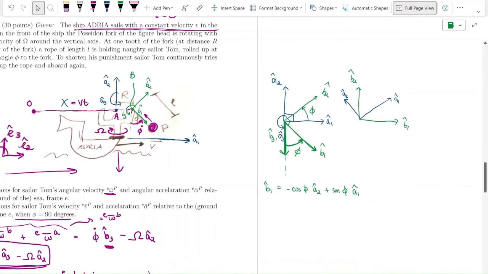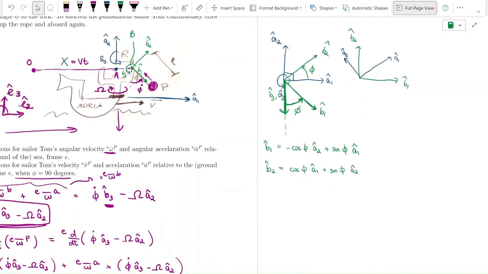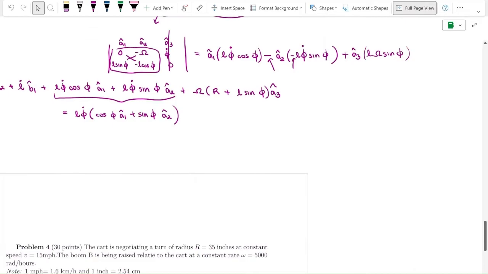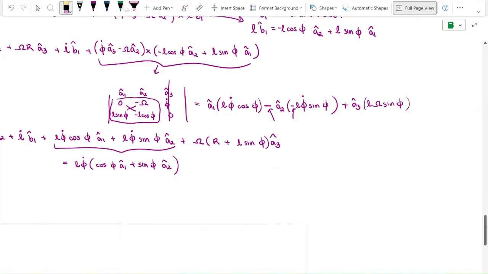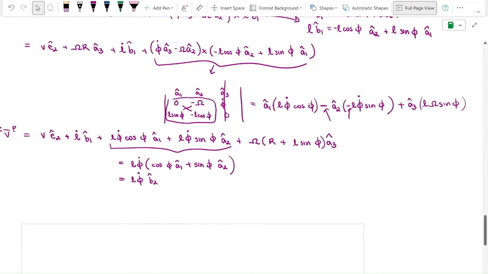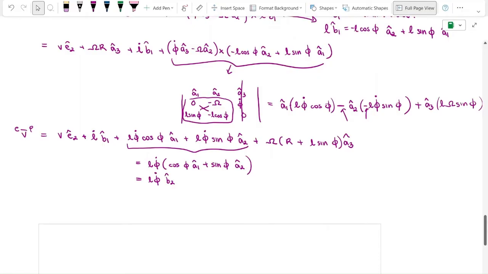Okay, and then I'm like, oh, let's look at our beautiful vector projection. So let's look at the B2 hat unit vector. How do we write that in terms of the A unit vectors? Well, that is equal to cosine phi A1 hat plus sine phi A2 hat. And I'm like, what? That is the exact same expression here. So I can just write it as L phi dot B2 hat. And this is quite nice because it just makes our expression look nicer.